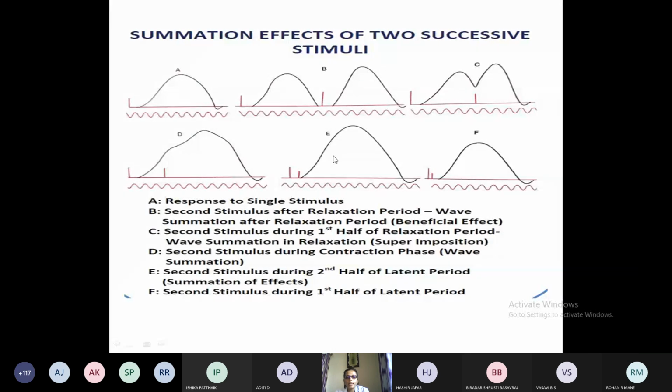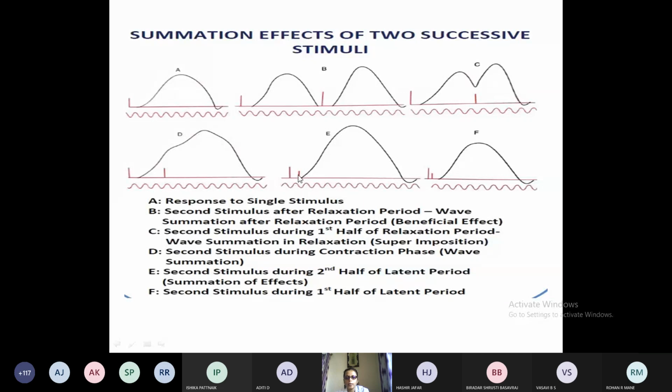The point E, the second stimulus is applied during the second half of the latent period. Here you can see we are getting one graph only, but that too with a higher curve, that too with a prominent curve. This curve is called summation of effects and this is the beneficial effect. What we need is this point E. This is the proper summation effect of the two stimuli, meaning one is adding benefits to the other.